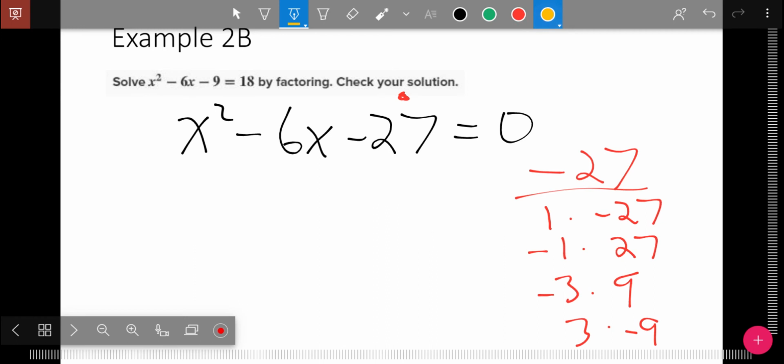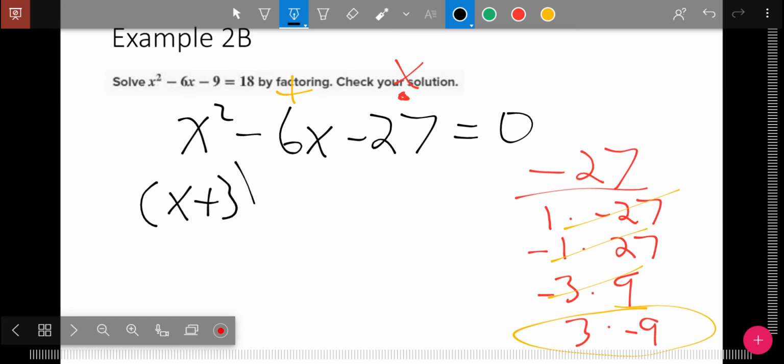I want them to add up to negative 6. And so that goes down here. This is the only one that adds up to negative 6. So that's our winner, winner, chicken dinner. And so x plus 3 and x minus 9, because it's positive 3 and it's negative 9.